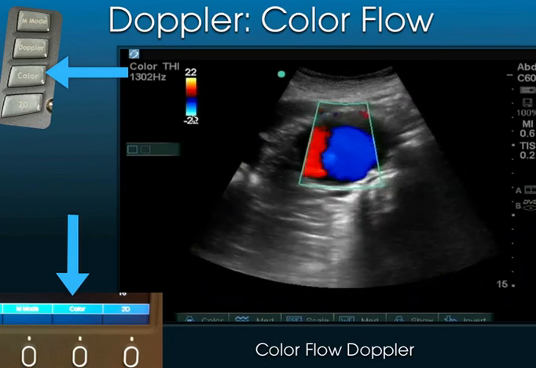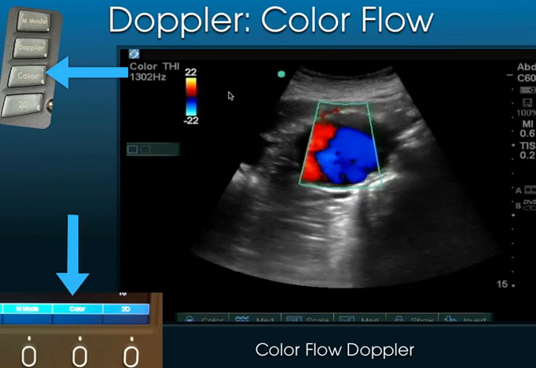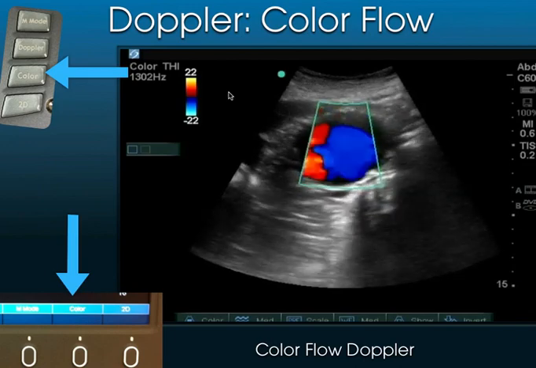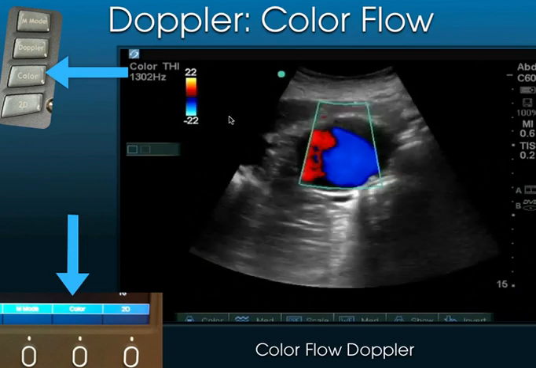Another way to think about this is BART: blue away, red towards. I say that to myself a lot when I'm getting confused with color flow. Okay, BART, blue away. All right, so the blood's moving away from me now.